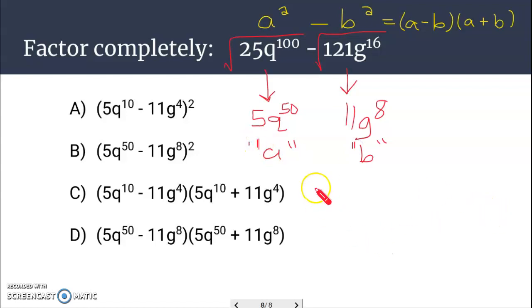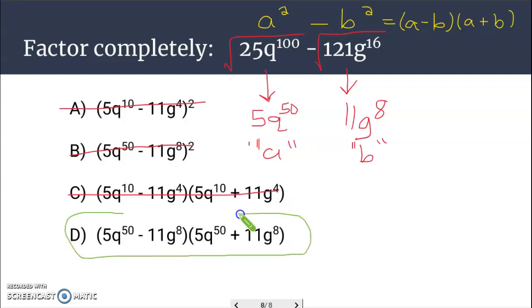All right, and so the one that seems to match, looking down here, A and B definitely don't work. They don't have the plus and minus terms. C doesn't work because the exponents are wrong. D is our winner. Notice the exponents, 5q to the 50th plus, 5q to the 50th minus, and notice the 11g to the 8th matches.